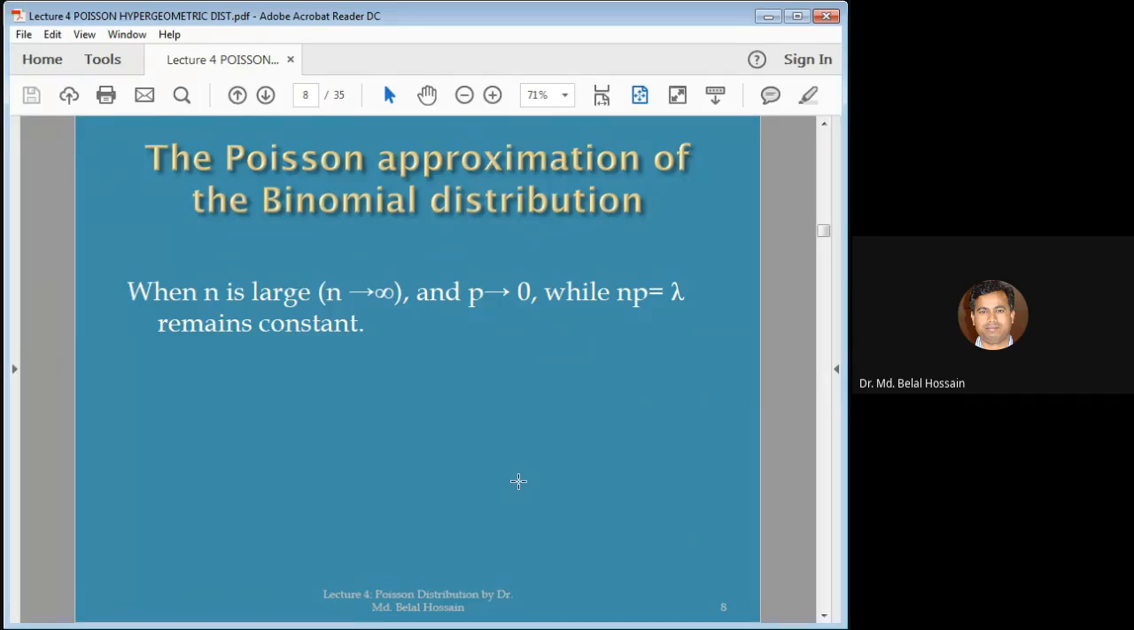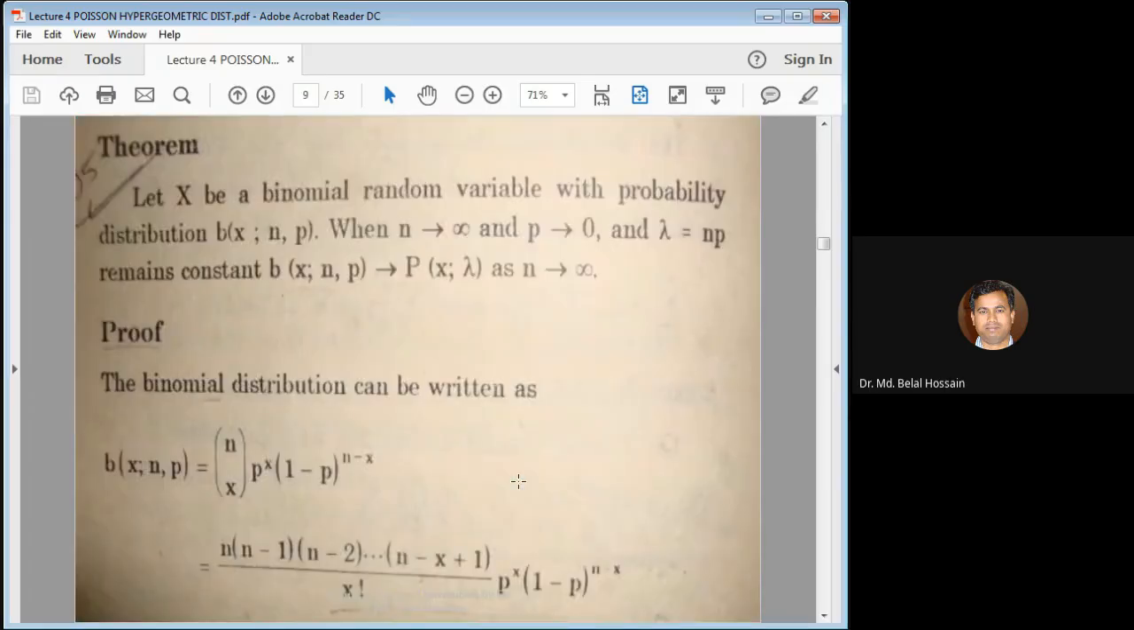Next topic is the Poisson approximation of the binomial distribution. Okay, when n is large, means n tends to infinity and p tends to 0, while np equals lambda remains constant, then we can say that binomial distribution tends to Poisson distribution. Okay, so this is the theorem.